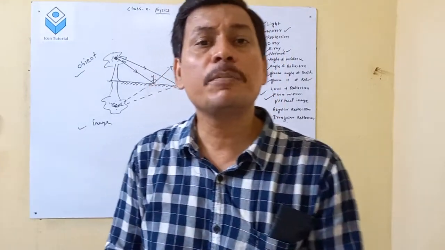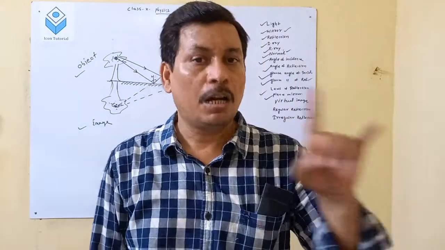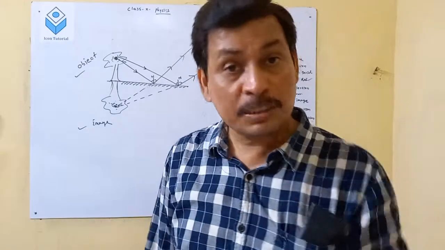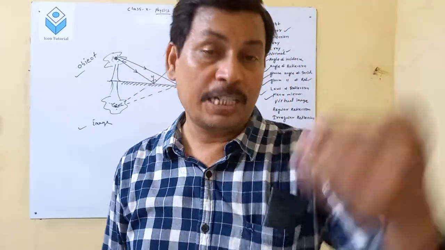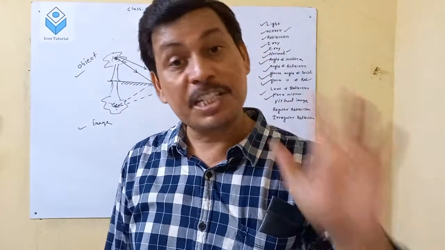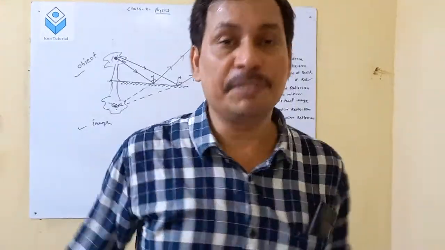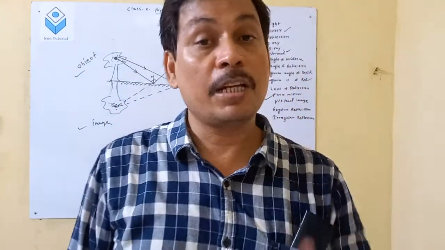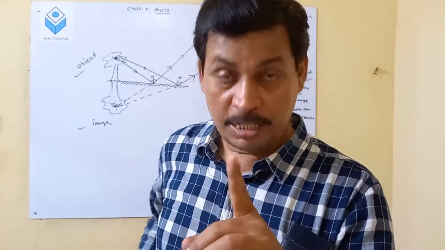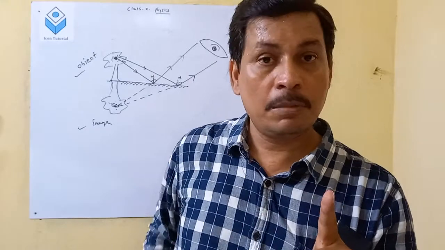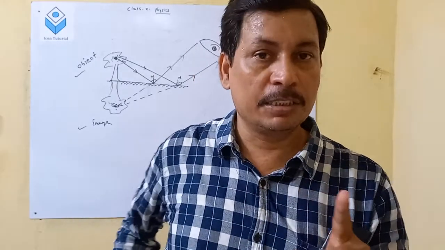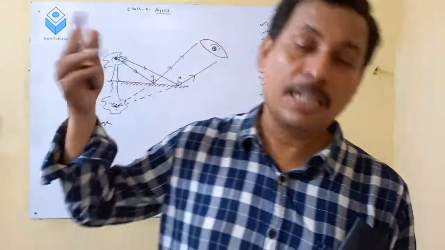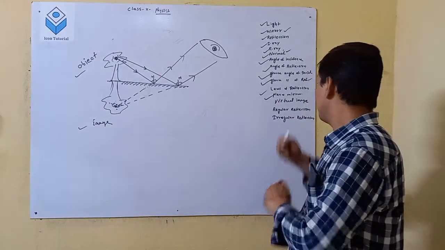So what is a virtual image? The image which cannot be obtained on a screen is known as a virtual image. If the image is found on a screen, just like in a cinema hall, where the image is formed on the screen, then we say that is a real image. Understood? This is a virtual image. In every plane mirror, the image is a virtual image. In the case of a convex mirror also, it is a virtual image. But in a concave mirror, sometimes it is a real image, sometimes a virtual image. We'll discuss that later. Okay? So virtual image is finished.